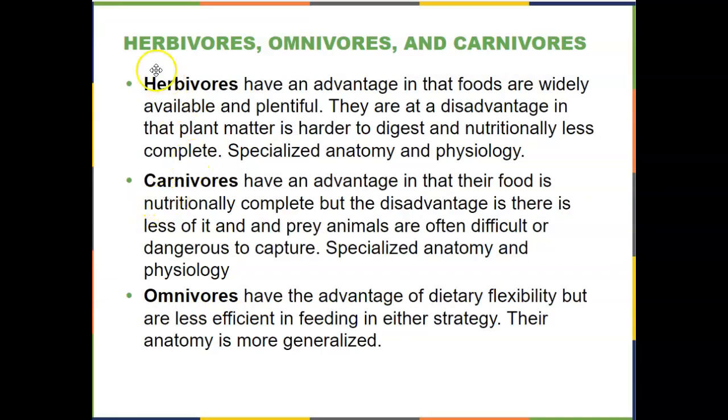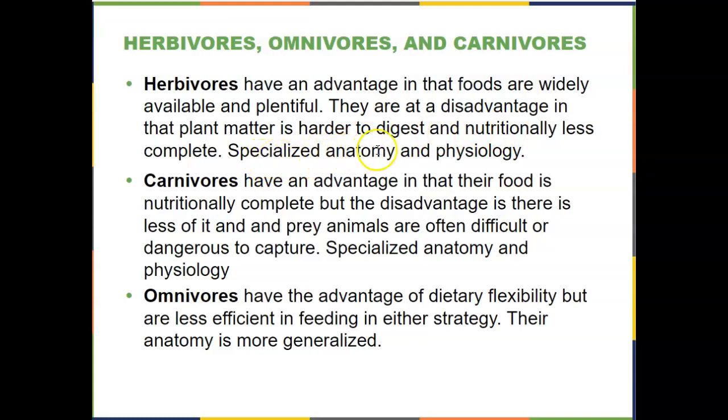There's some things to think about here. Herbivores, the reason they're so abundant is because there's a terrific amount of food available. It's plentiful and widely distributed and doesn't get away from you. On a downside, one of the difficulties of being an herbivore is the plant matter, because of the cellulose surrounding plant cells, is really quite difficult to digest for most animals. And additionally, it's nutritionally less complete, particularly in the way of amino acids and certain lipids.